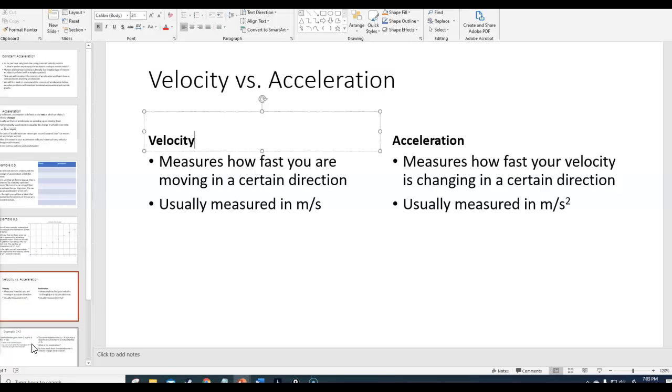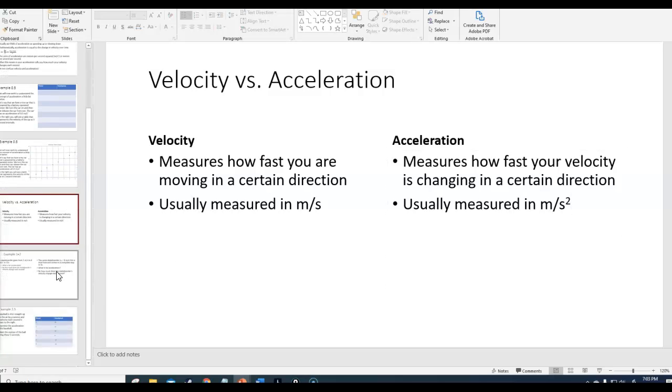By the way, one other place you might have heard of acceleration: a lot of people, when they talk about sports cars, say that the car can go from 0 to 60 in 4 seconds. That is an example of an acceleration, because they're saying the car can go from the starting velocity of 0 to the final velocity of 60 in this many seconds. That is a measure of acceleration, how fast the car can speed up.